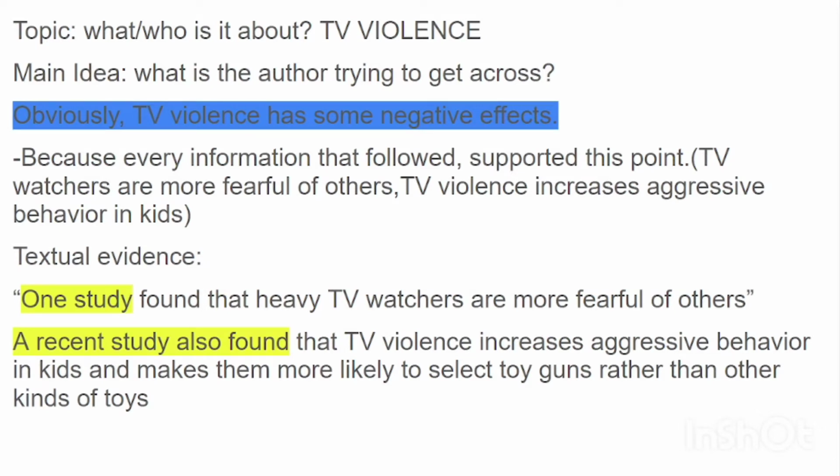TV watchers are more fearful of others. TV violence increases aggressive behavior in kids. So that's the textual evidence. One study found that heavy TV watchers are more fearful of others. A recent study also found that TV violence increases aggressive behavior in kids. So these are the two pieces of textual evidence that back up the author saying, obviously TV violence has some negative effects. So I really hope you got the point of what I'm saying. Let's move on to the other one.